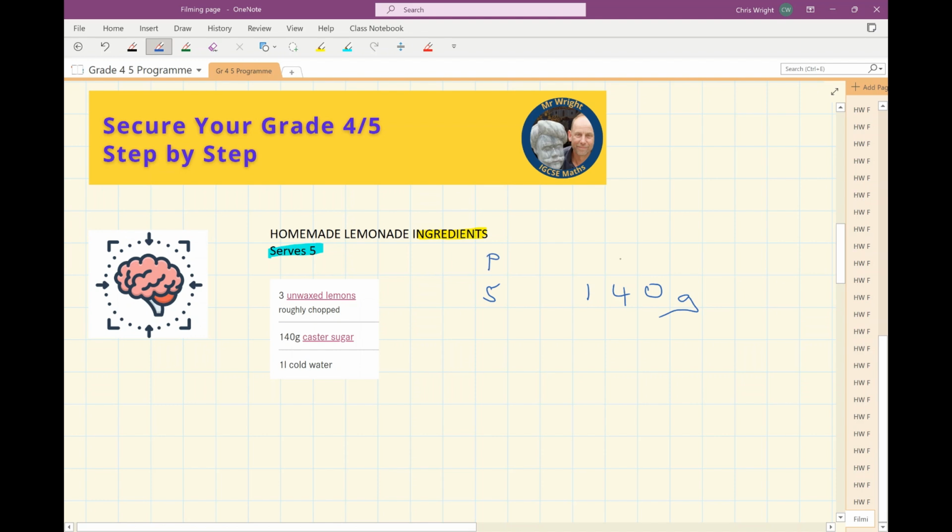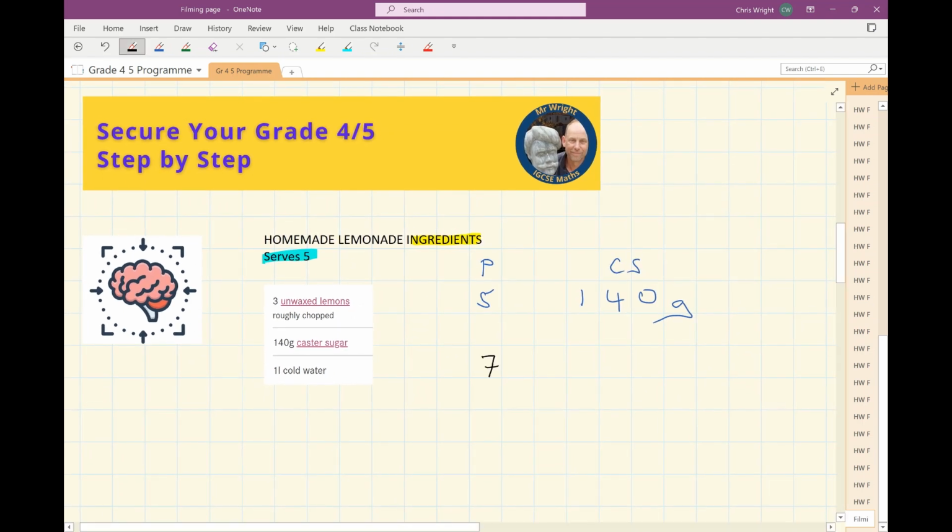But what about if we wanted to make enough lemonade for 7 people? How much caster sugar would we need then? Well, the thing to do is to start by working out how much caster sugar you'd need to make enough lemonade for 1 person. Now, if I'm going to make enough lemonade for 1 person rather than 5, I'm going to need a fifth of the amount of caster sugar. So I'm going to divide that 140 by 5 to work out that I need 28 grams of caster sugar to make enough lemonade for 1 person.